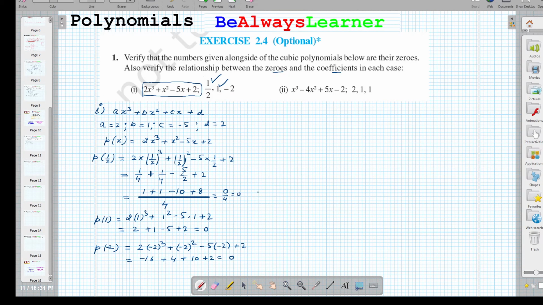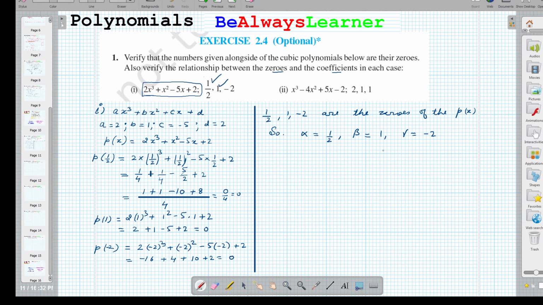So, yahan tak ye baat humne prove kar di hai ke 1 by 2, 1 and minus 2 are the zeros of p(x). That we proved. Now, it means we are having value of alpha that is 1 by 2, value of beta is 1 and value of gamma is minus 2, because there are 3 zeros, so we are having alpha, beta, gamma.